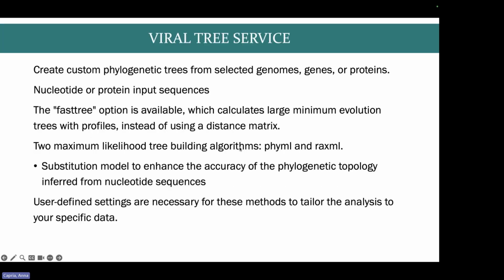We have two maximum likelihood tree building algorithms, FastTree and RAxML, and those use a substitution model to enhance the accuracy of the phylogenetic topology inferred from nucleotide sequences. And as a user, you're going to define settings to tailor your analysis to your specific data, which we'll talk about as we're submitting a phylogenetic tree job. And once we talk through the service, I have an example that we can talk through.